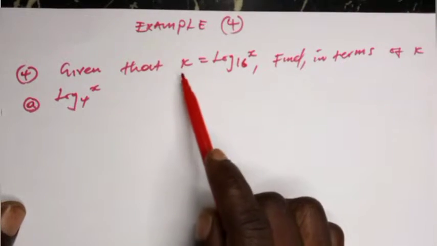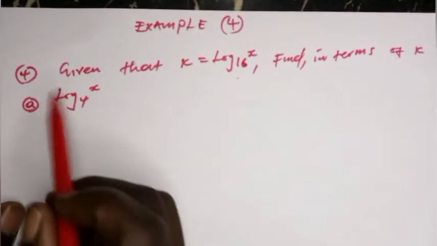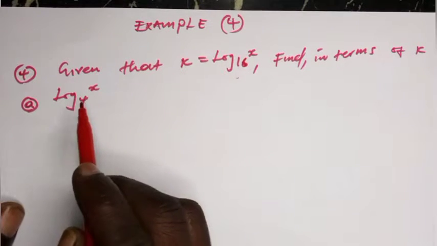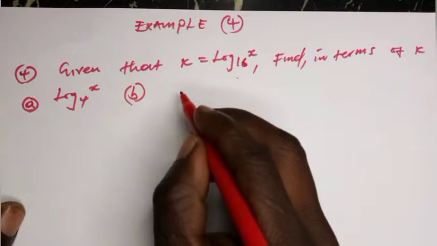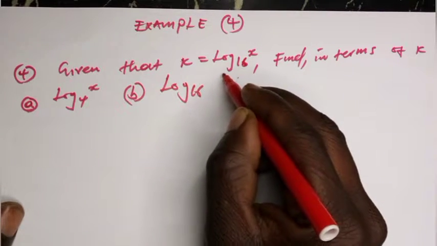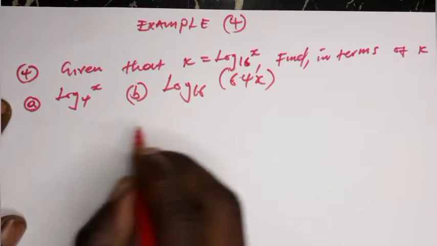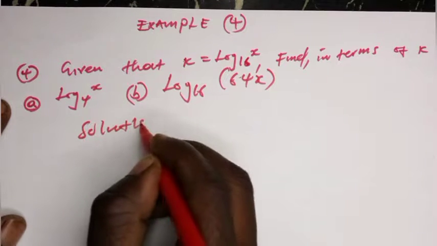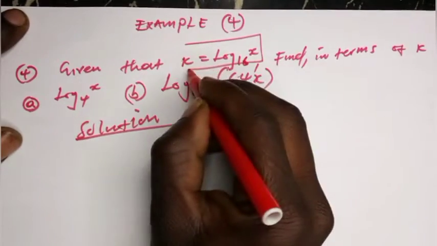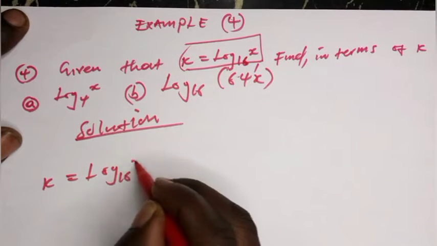Given that k equals log 16 power x, find in terms of k: a, log 4 power x, and b, log 16 power 64x. And solution, so let's take this equation here. It will be k equals log 16 power x.